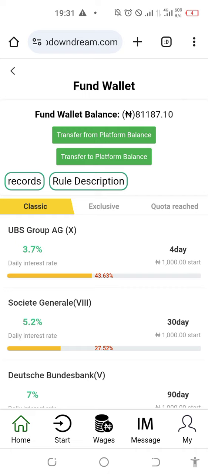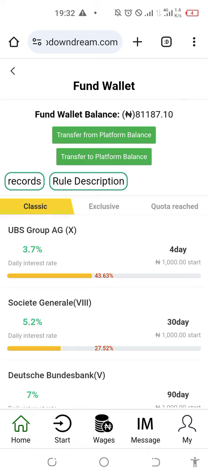The first bank you can see here is called UBS Group AG. Its daily interest rate is 3.7%. What is it saying? On the far right you can see 4 days, which is the tenure period, and you can see a minimum of 1,000 naira to start. It's simply saying that if you invest a certain amount of money, let's say 100,000 or 50,000, you'll be getting 3.7% daily interest rate for 4 days.